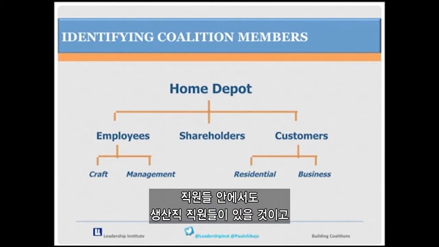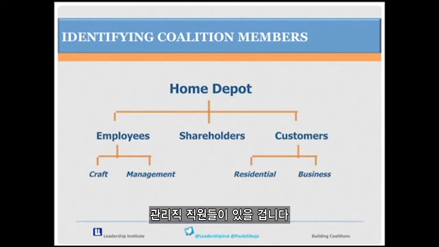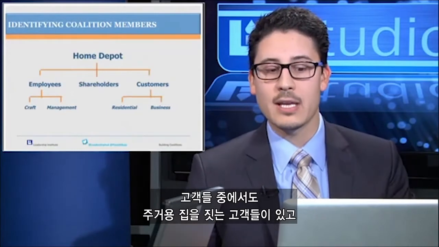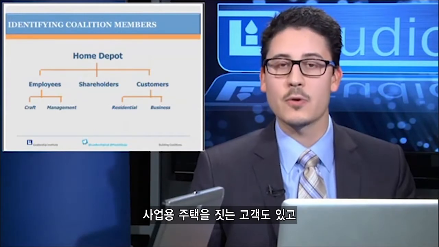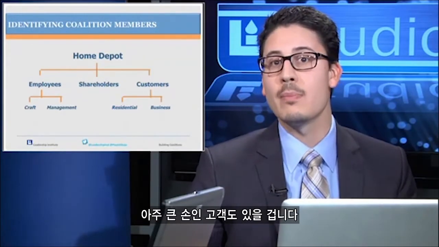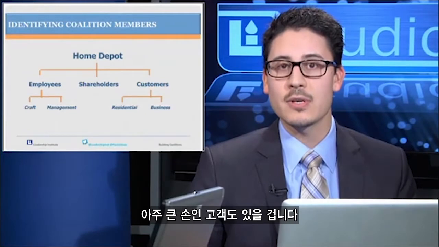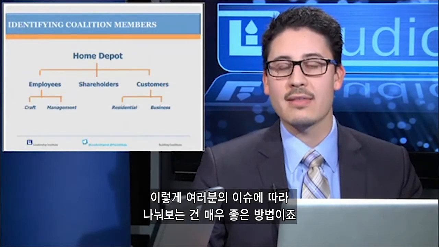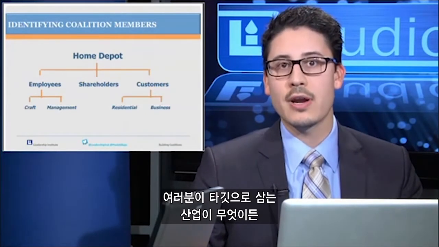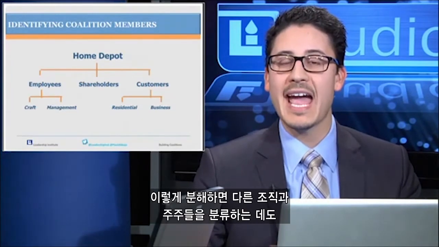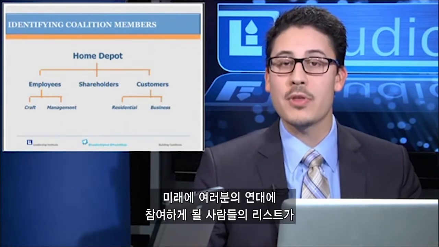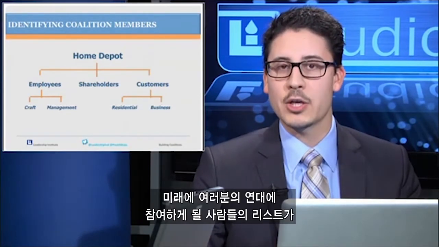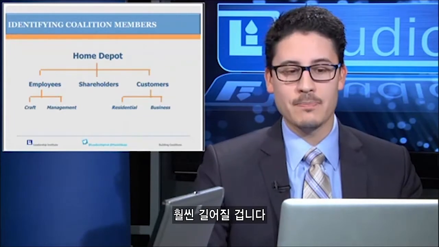But even within employees, you've got to understand that you may have the craft employees, and you may have management. And then on the customer side, you may have residential customers, and then customers who are perhaps building a business or larger customers other than your mom, your dad, or just individuals. This is a good way of breaking down any issue, any industry you're trying to target, because it will help you categorize different organizations and different stakeholders, and it will allow you to come up with a much bigger list of individuals that could be potentially part of your coalition. So let's move on.